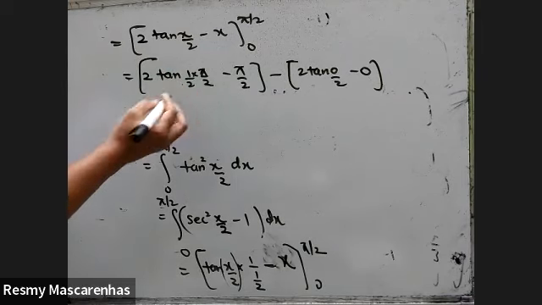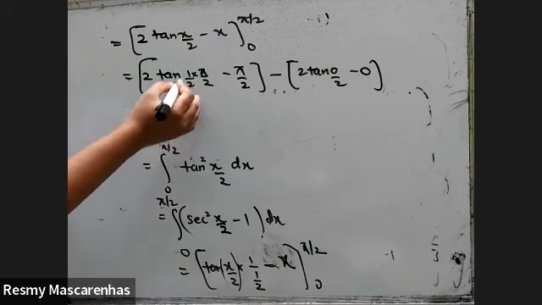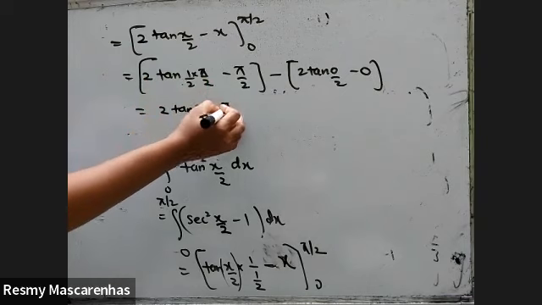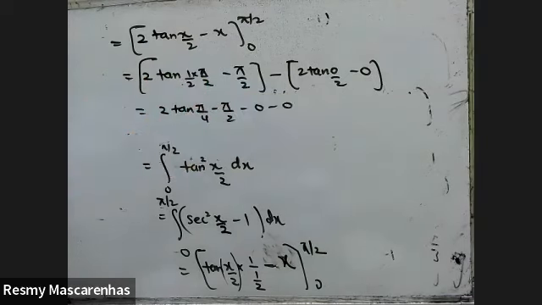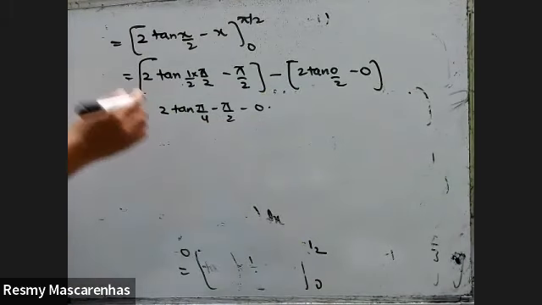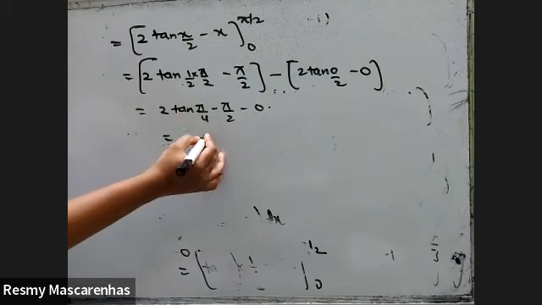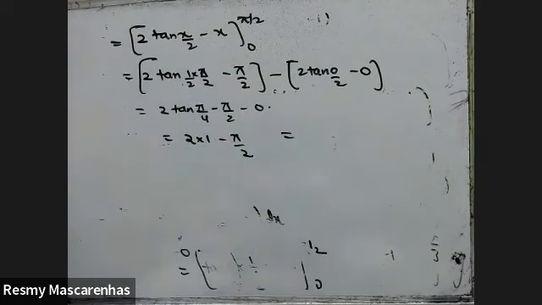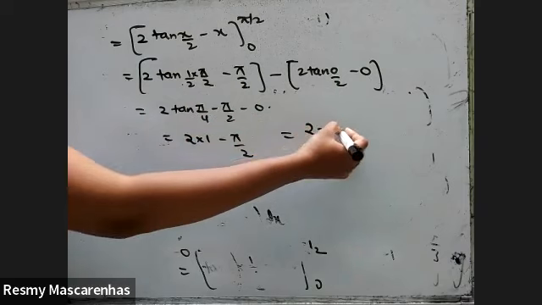So this is pi by 4. This is anyway 0. And tan 45 is 1. Answer is 2 minus pi by 2.